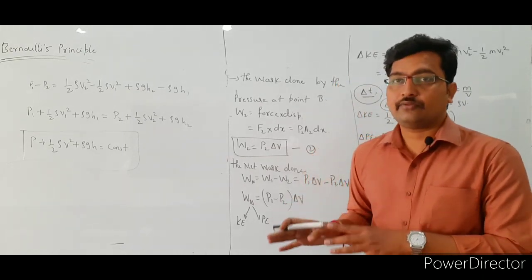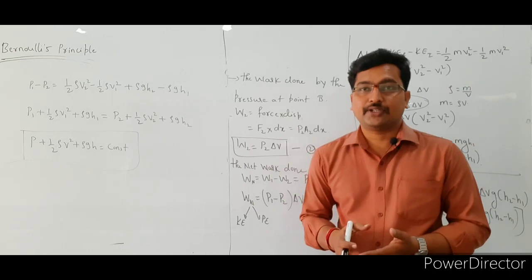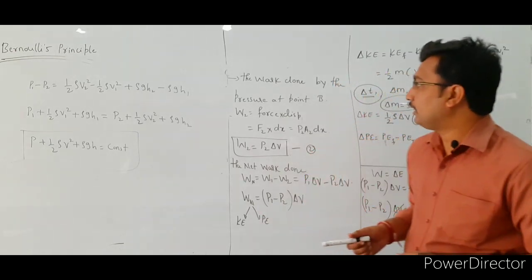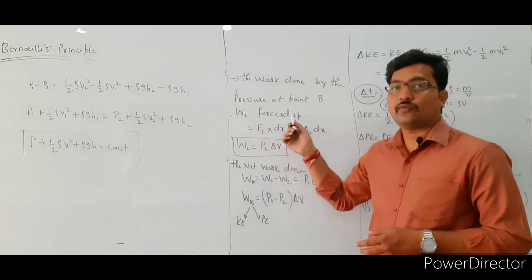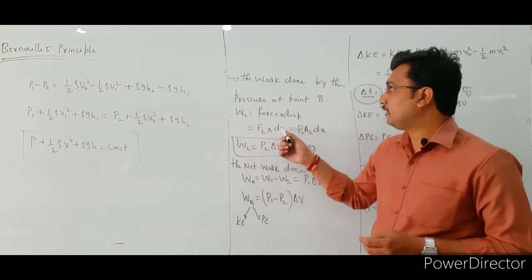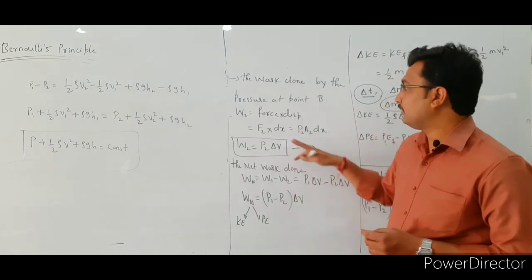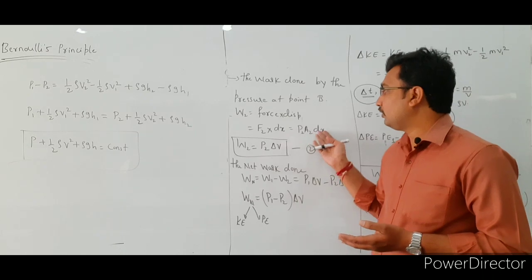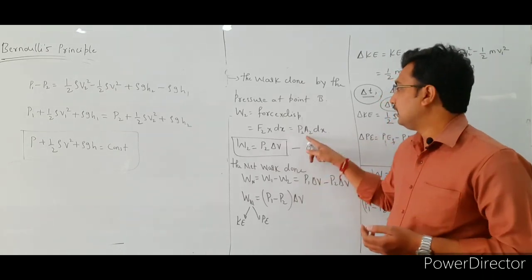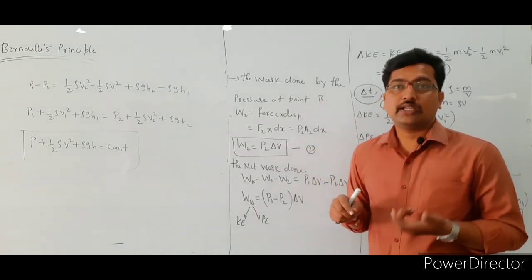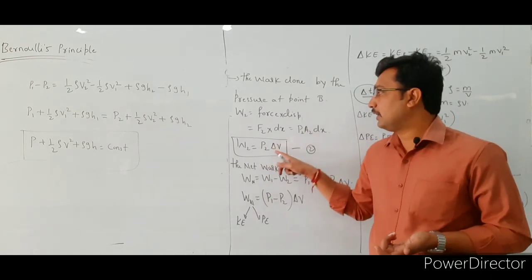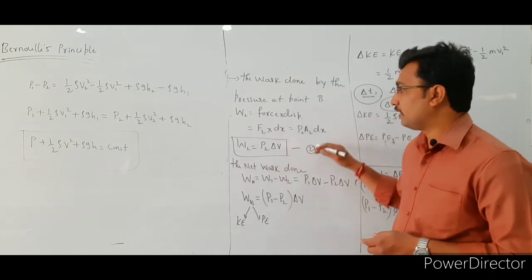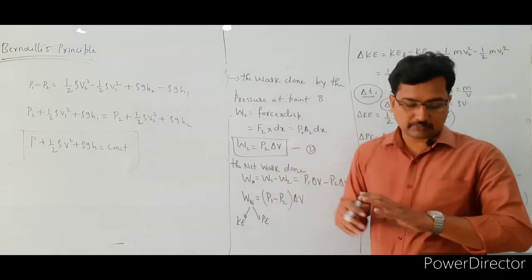So first we are going to find out the work done by the pressure at point A. After that, the work done by the pressure at point B. So that is W2 is equal to force into displacement, F2 into displacement dx. From the definition of pressure, it can be written as P2 into A2 into dx. In this case, A2 into dx is the change in volume, which can be replaced by del V. So W2 is equal to P2 into del V. This is our equation number 2, and the previous one is equation number 1.